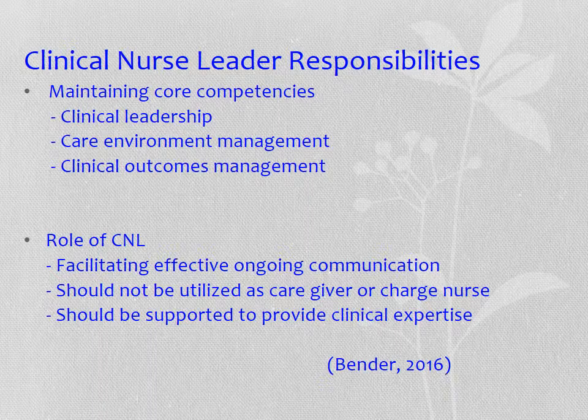The clinical outcomes management should incorporate a set of clinical guidelines that are measurable and prove the value of the clinical leader's interventions. These can include patient satisfaction, JCAHO National Patient Safety Goals, unit-specific nursing performance improvement indicators, and patient satisfaction scores.